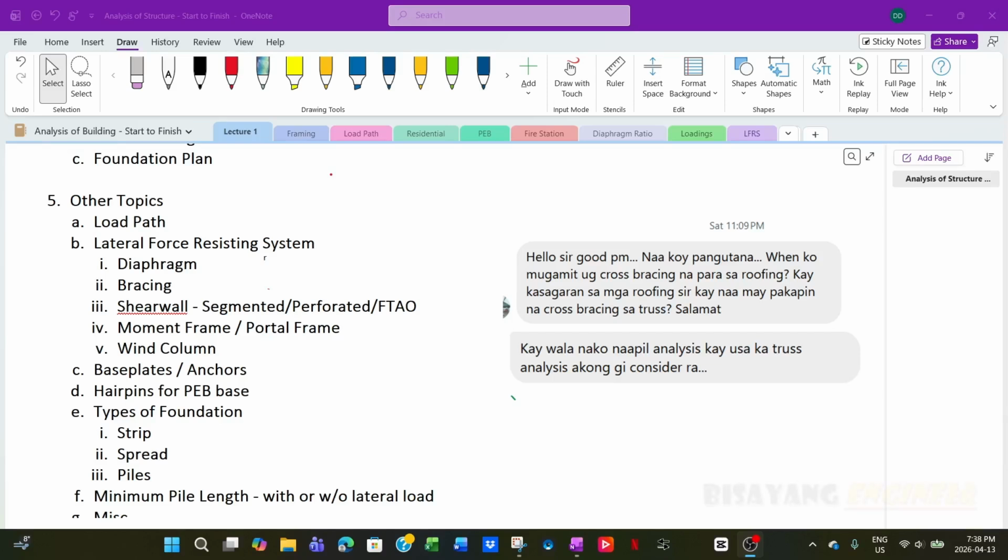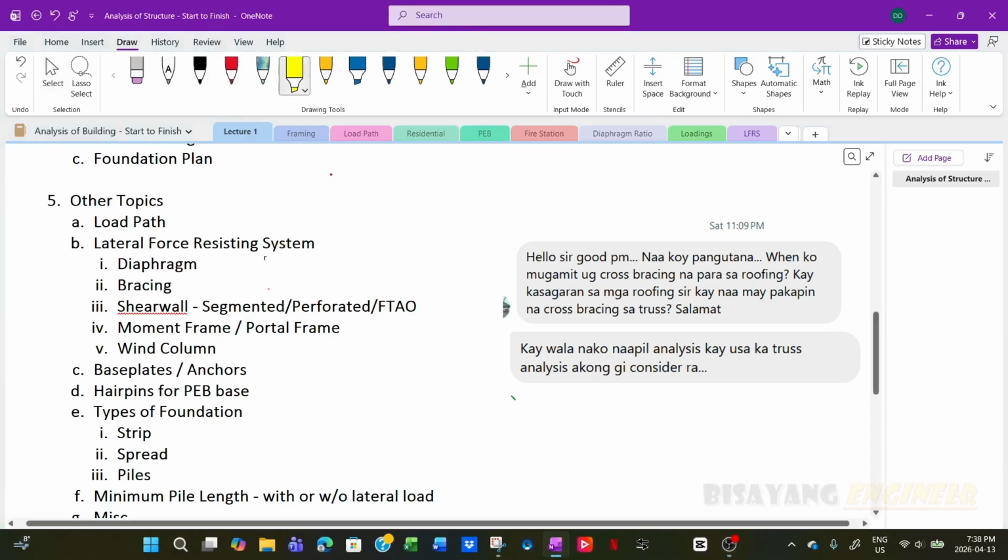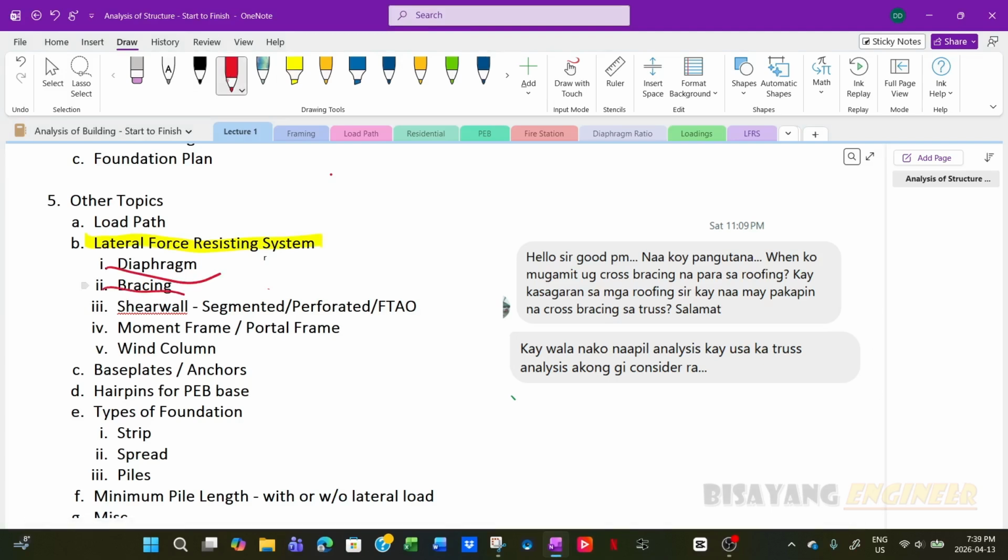So in this video we will be discussing lateral force resisting systems: diaphragm, bracing, shear walls, moment frame or portal frame, and wind column. The last video we did was about load path. Actually these are related, but we will be discussing load path for the lateral loads, either wind or seismic.